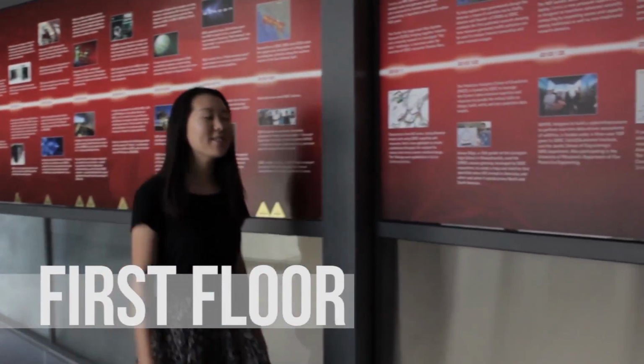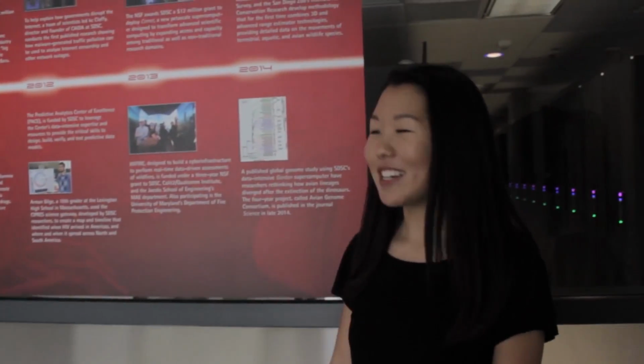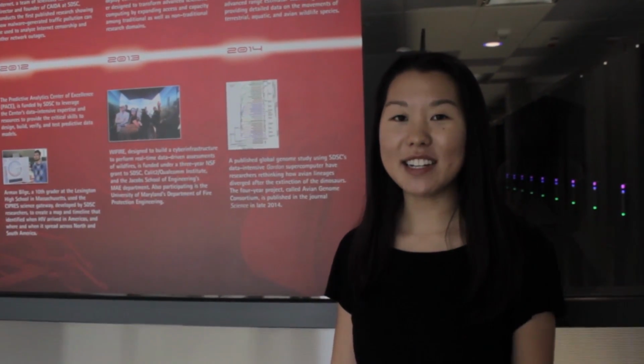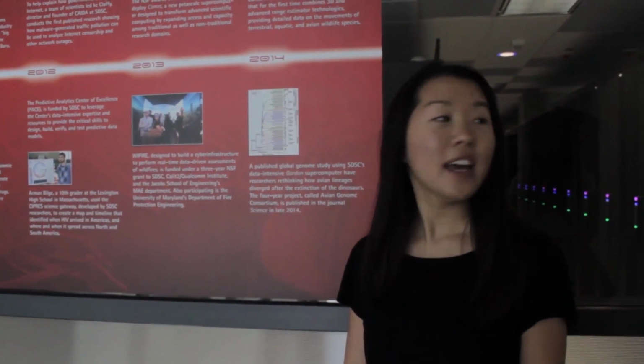So welcome to the first floor. Right here we have the SDSC timeline with events starting from 1985. Basically just everything important that's happened at SDSC. And in here, the computers are all part of the UC Medical School's computer system. In here we have our supercomputers, Gordon, who's blue, and Comet, who's in the back. And some of the other supercomputers in here are owned by people or different organizations.